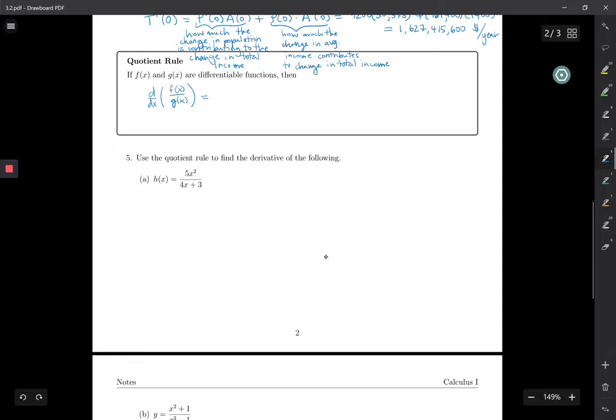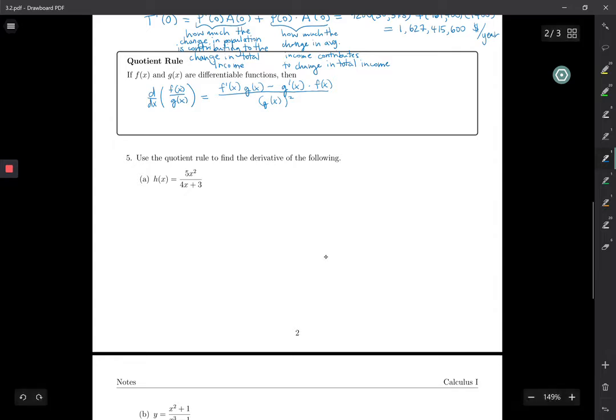And so the quotient rule is going to be, maybe I'll write it in this order. So we start with f prime of x times g of x minus the derivative, so g prime of x times f of x, and this is all over g of x squared. Okay. So this is the quotient rule.